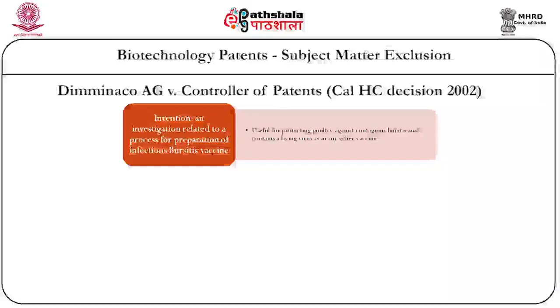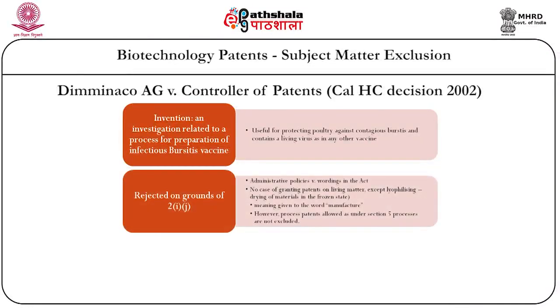It went on appeal to the Calcutta High Court, and the decision of the High Court is very interesting. The court propounded something called the vendibility test. It said that if a product was vendible, it should not matter whether it is a live subject matter or not. Now, it rejected the objection on grounds of section 2(1)(j), as it then was. It said administrative policies and wordings in the Act must be differentiated.